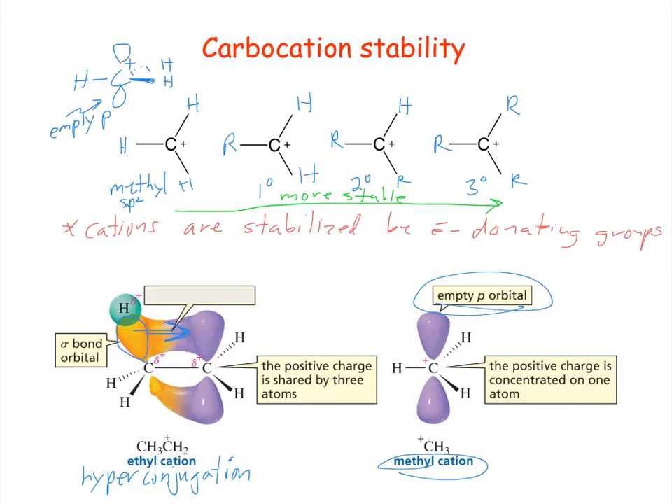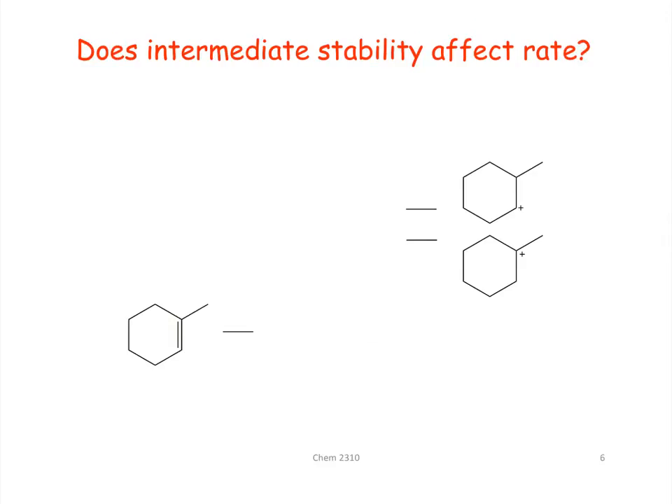So let's look at the energy pathways leading to these two intermediates, the two carbocation intermediates that I showed you on the last slide. In both of these, they're going to start at the same point, right? So we have a reactant here.